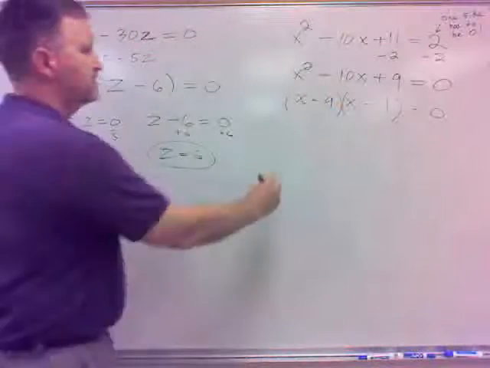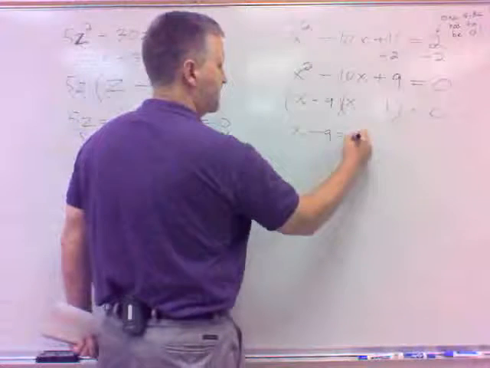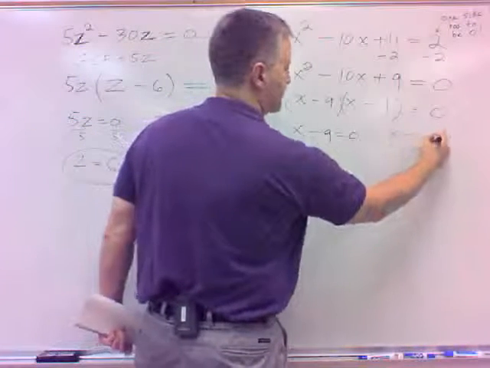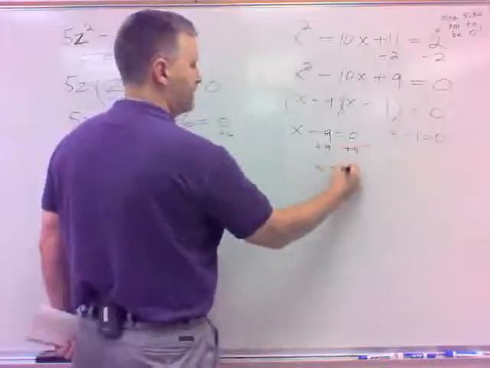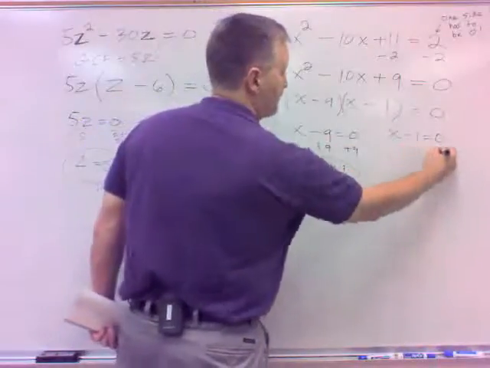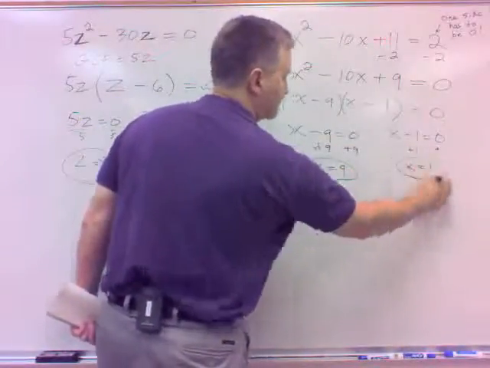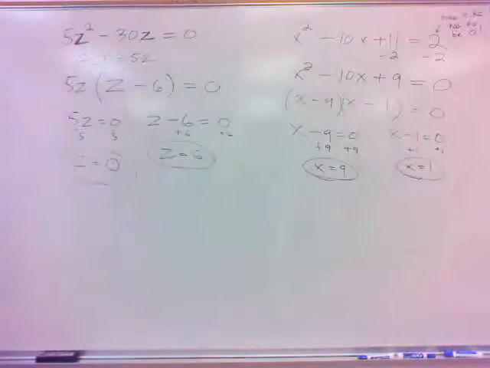Okay, so now we can set those individually equal to 0. Add 9, so x is 9. Add 1, x is 1. There's our two answers once again. All right.